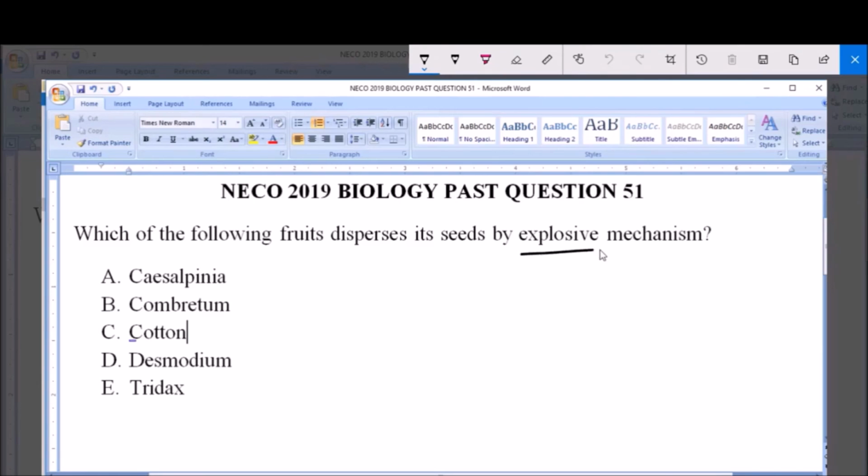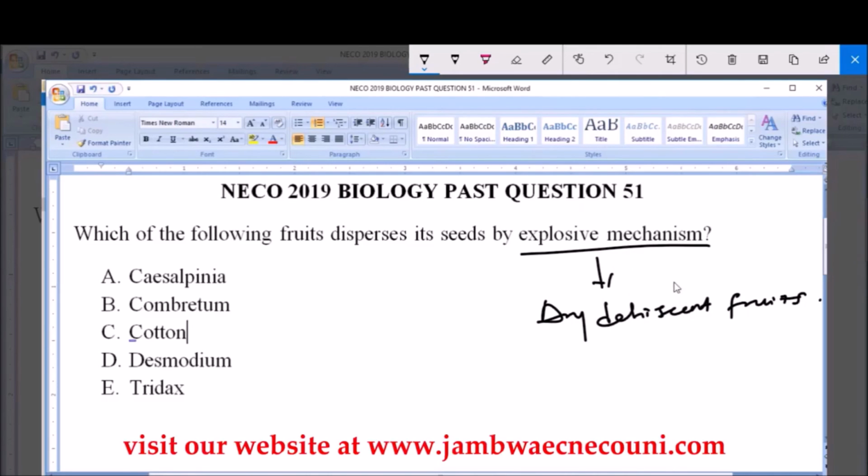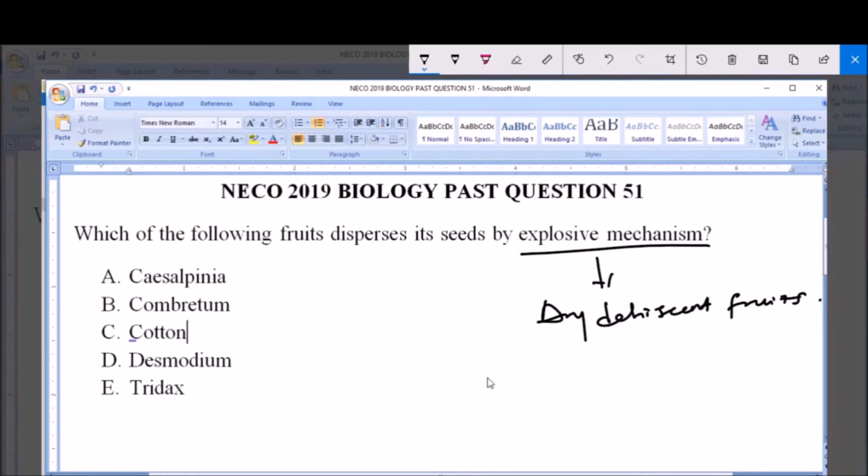Now, most of the fruits that disperse their seeds by explosive mechanism are dry dehiscent fruits. They disperse their seed via what? This explosive mechanism. An explosive mechanism is a self-dispersal mechanism because it does not involve external agents. It does not involve external agent intervention. And this mechanism forcibly ejects the seeds and scatters them some distance away from the parent plant.